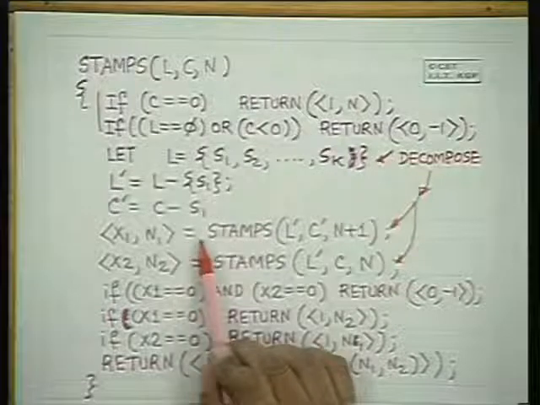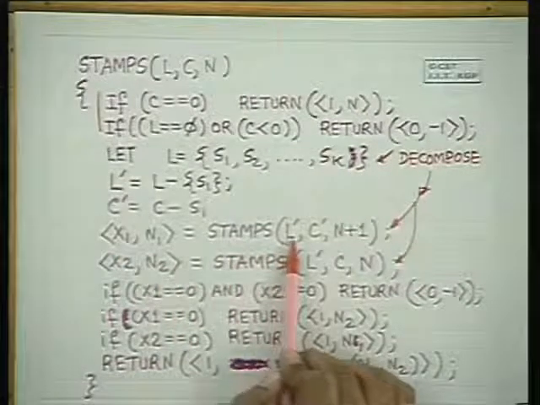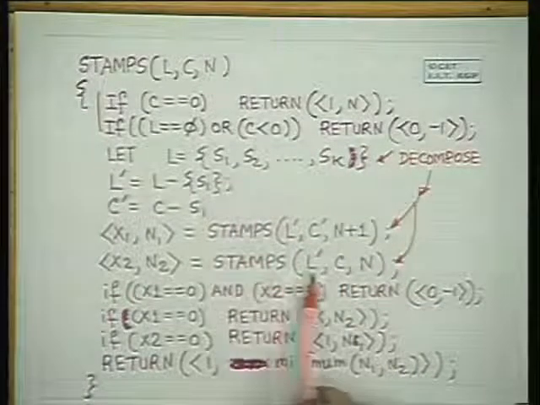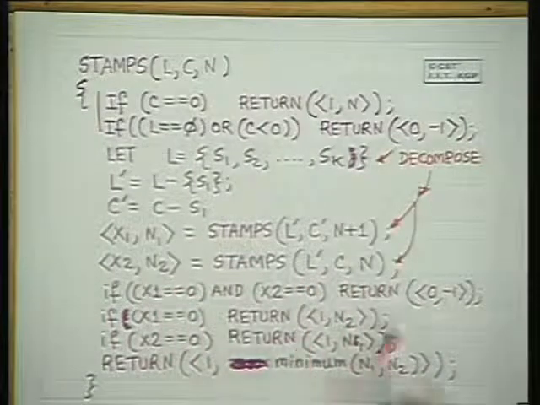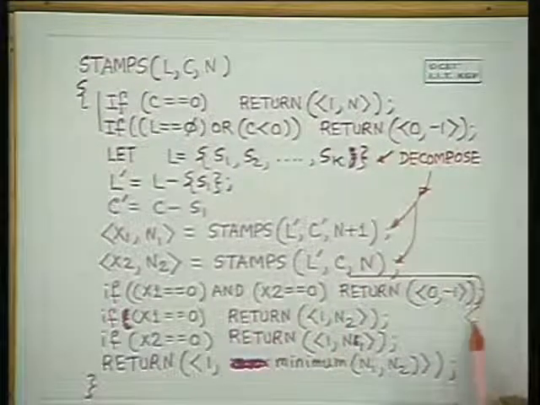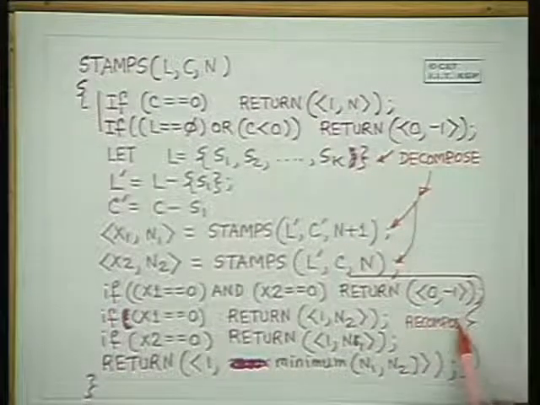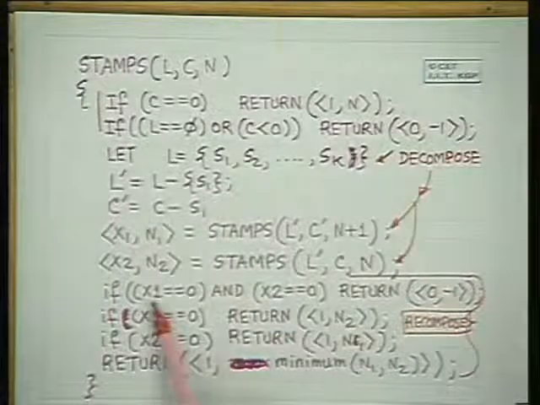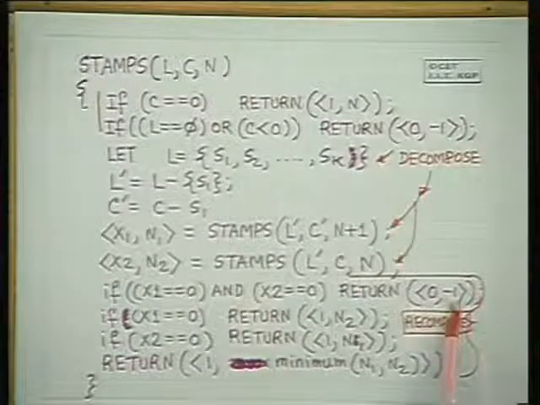You write them in any order, it does not matter. So you will solve them both. Stamps on L dashed, C dashed and N plus 1. This is choose S1. And L dashed, C and N, do not choose S1. And after this part, from here onwards, this part is the recomposition. As we have already discussed the structure of the initial definition, if x1 is equal to 0 and x2 is equal to 0, return 0, minus 1.